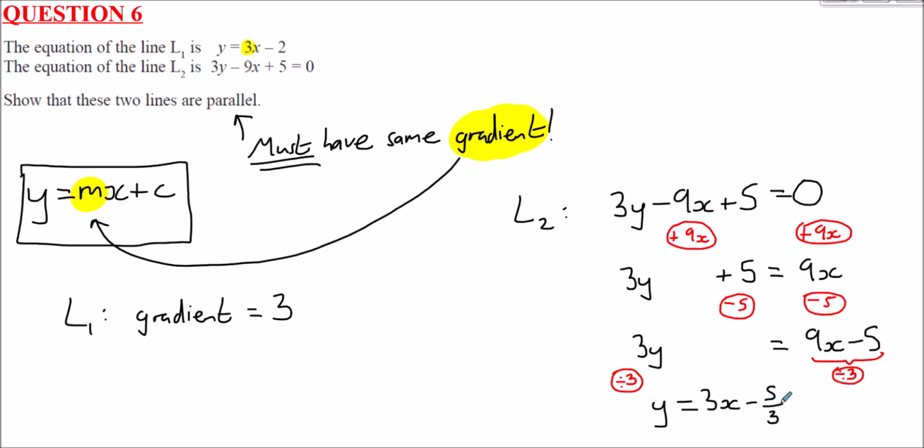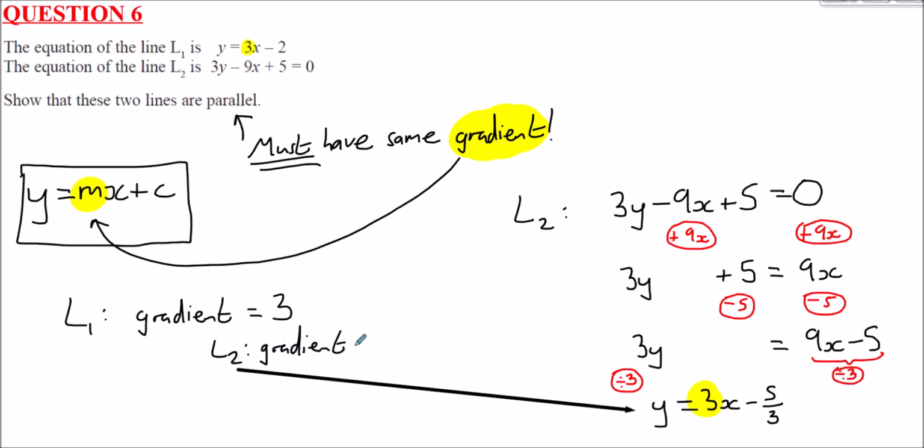And you don't need to worry about this, it doesn't even matter. What does matter is that the number in front of the x is also a 3. So therefore, we can say for L2, the gradient equals 3, which equals the gradient of L1. They've both got a gradient of 3. Therefore, we can conclude, because they both have the same gradient of 3, that L1 and L2 are parallel.